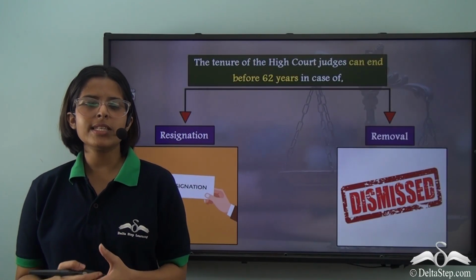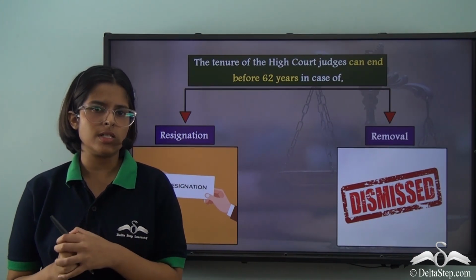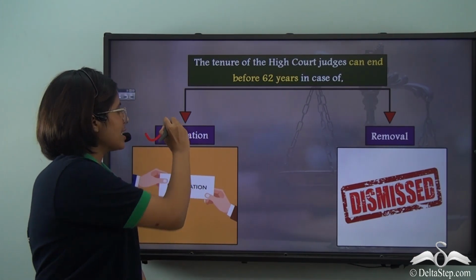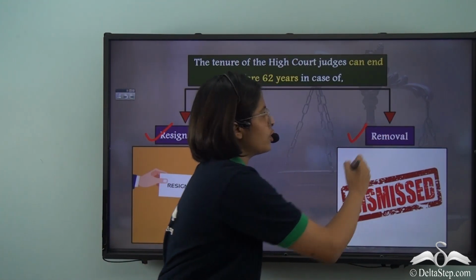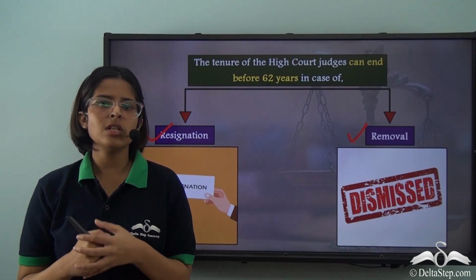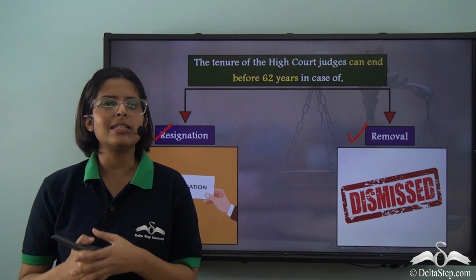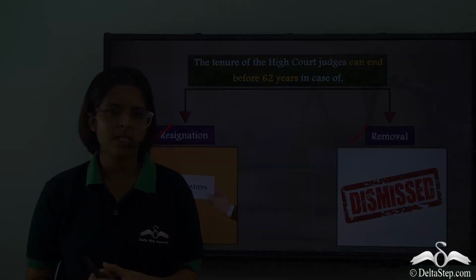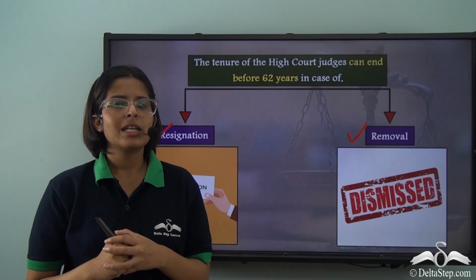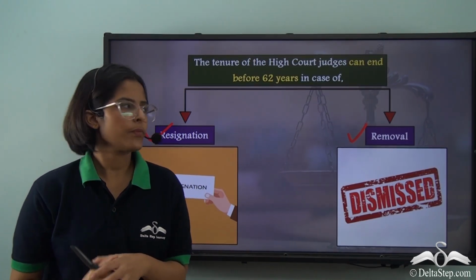There are two ways in which a judge might not continue till the age of 62 years. They are resignation and removal. So if a High Court judge writes his resignation and gives it to the President of India, then that is considered as his resignation from the office. Also, the High Court judge can be removed from his office by the President of the country.